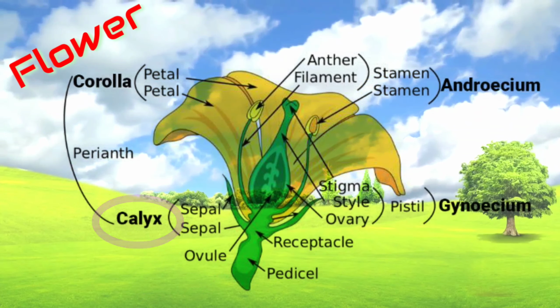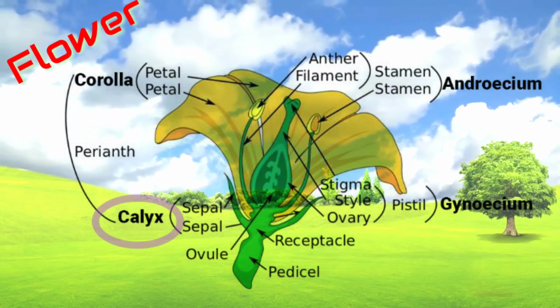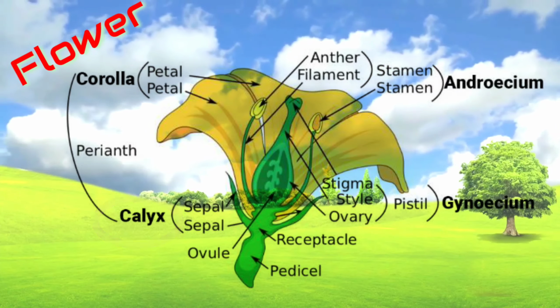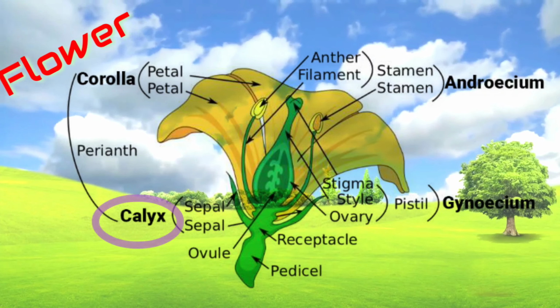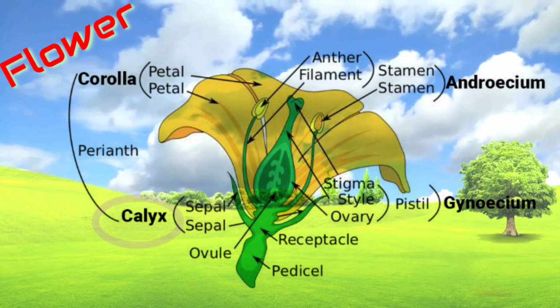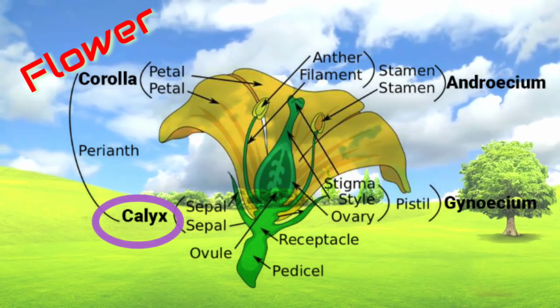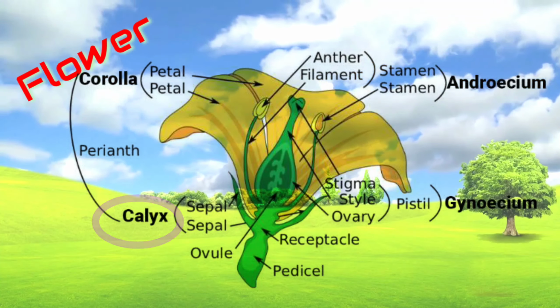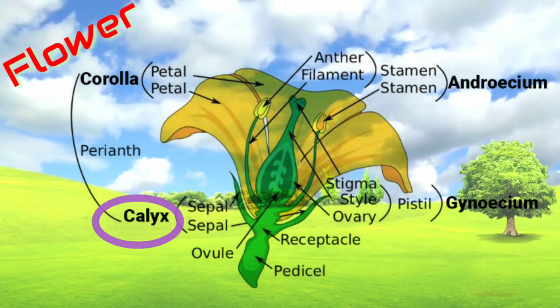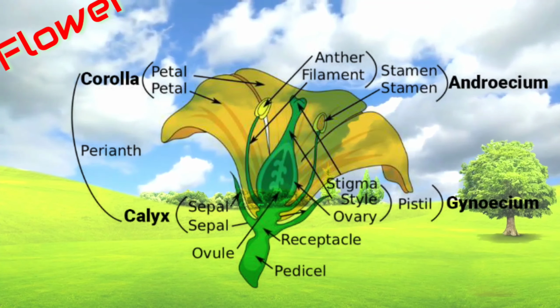Calyx. In the bud condition, the petals are covered by leaf-like parts called sepals, which are green in color. They form the calyx. And what is the function of calyx? It protects the flower bud and the petals.